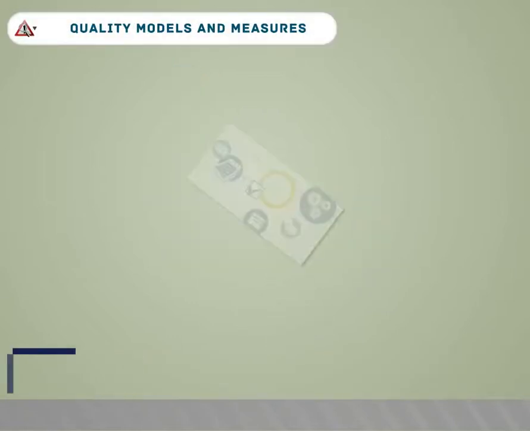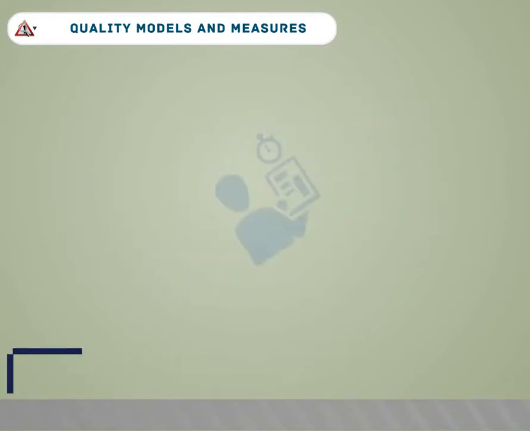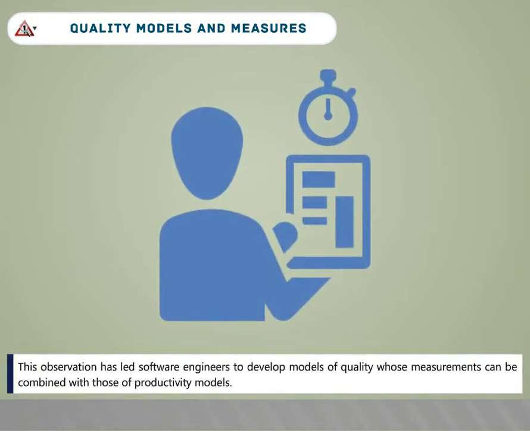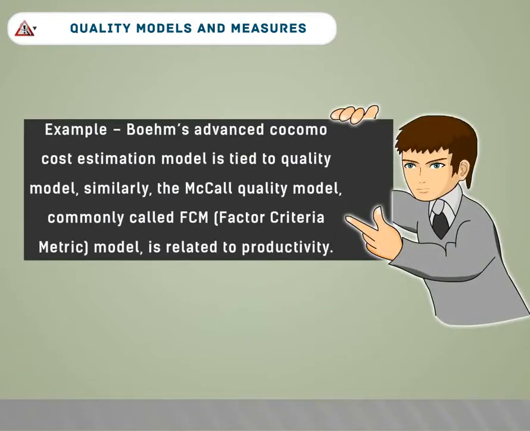Quality models and measures. Productivity cannot be viewed in isolation, without accompanying assessment of product quality. Speed of production is meaningless. This observation has led software engineers to develop models of quality whose measurements can be combined with those of productivity models. Example: Boehm's advanced COCOMO cost estimation model is tied to a quality model. Similarly, McCall's quality model, commonly called FCM, that is Factor Criteria Metric model, is related to productivity.